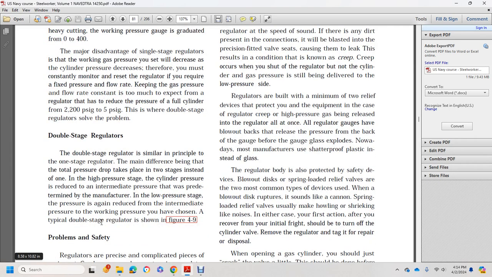Alright, the double stage regulator is similar in principle to the single stage regulator. The main difference is that the whole pressure drop takes place in two stages instead of one.